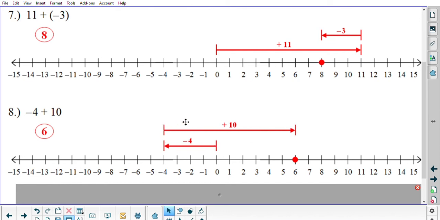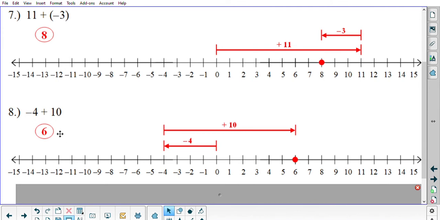Now, make sure you count correctly. The first 4 spaces of those 10 will bring you back to 0. That's going to give you 6 more remaining spaces because we know 4 and 6 makes 10. So that's going to put you 6 spaces to the right of 0, which of course is at +6. That's where your dot goes. Final answer is 6.